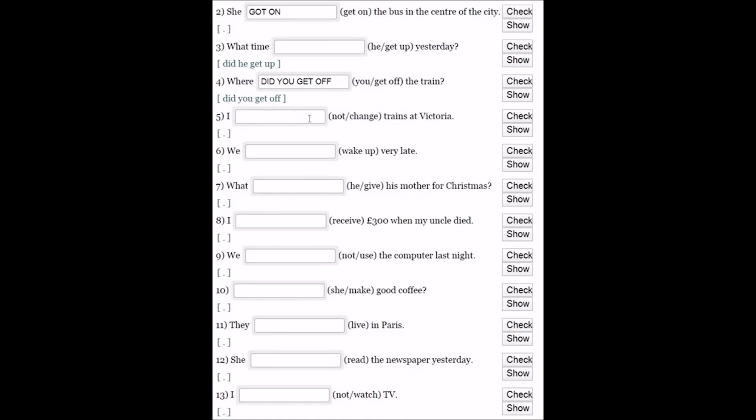Okay, number 5. I did not change trains at Victoria. Okay, when we see a not, what does that mean? It means it's a negative sentence. In a negative sentence, what do? I didn't. And in a negative sentence, again, we have to use the same verb. We do not change it. We do not add ed to it. So, didn't change. Want to check? There you go.